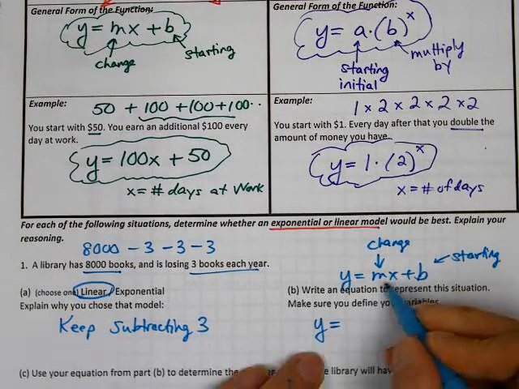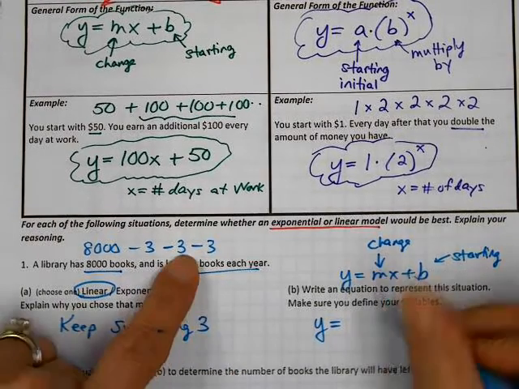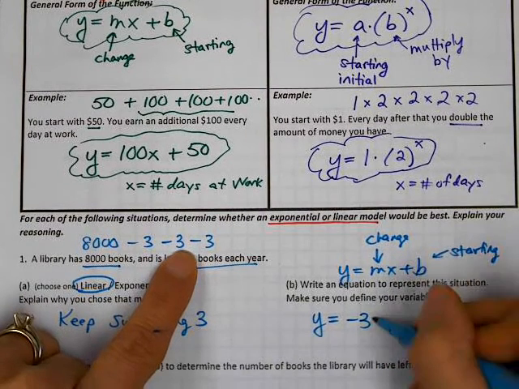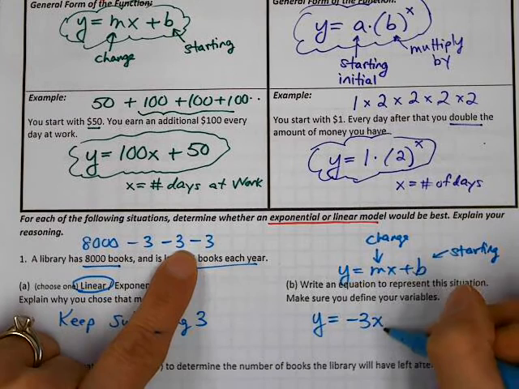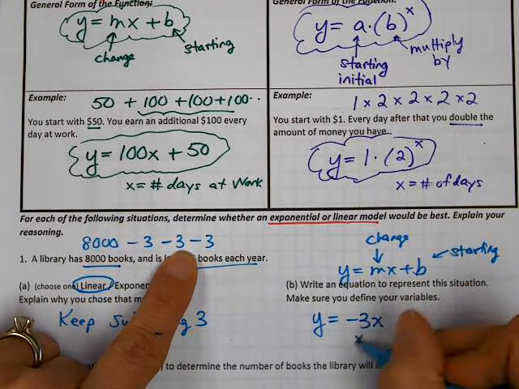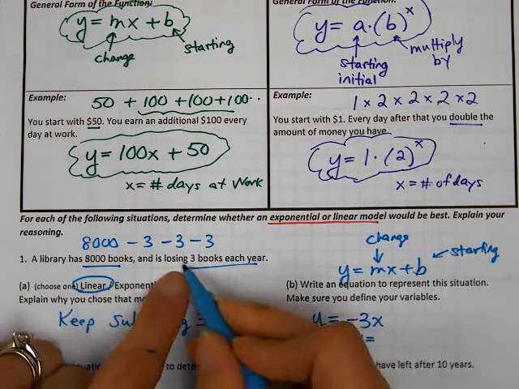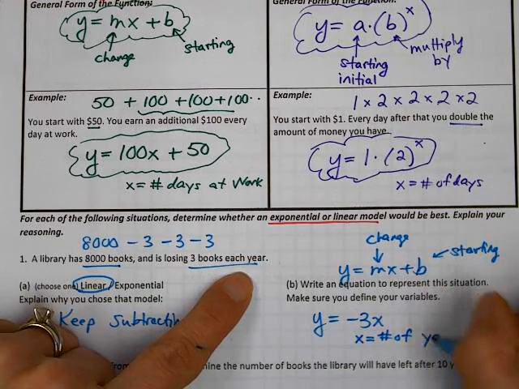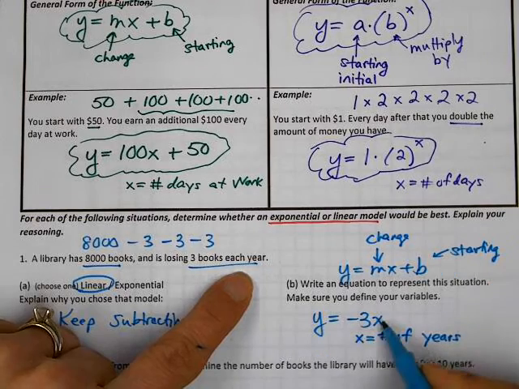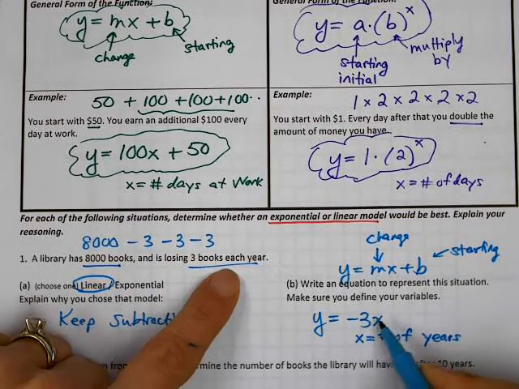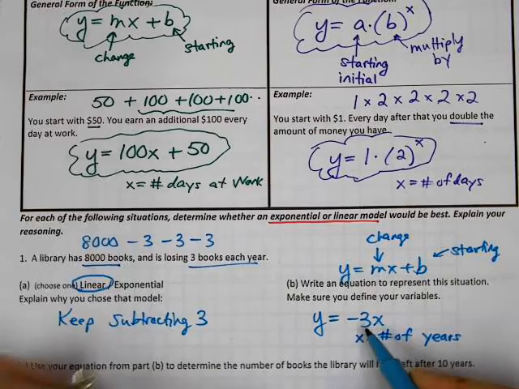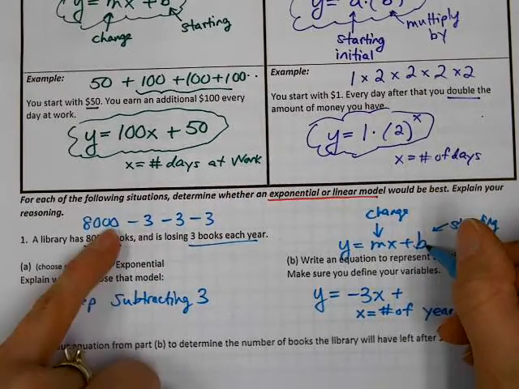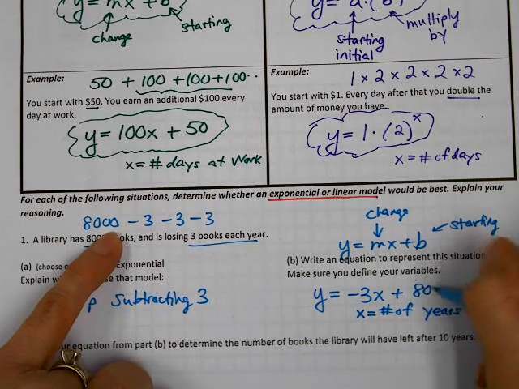So our change is negative 3, down 3. Negative 3 times every x. And so what's an x? Let's say I lose 3 books every year. So x is the number of years. If it's 3 years, it would be negative 3 times 3. If it's 10 years, it would be negative 3 times 10. And then the b value, the starting number, was 8,000 books.